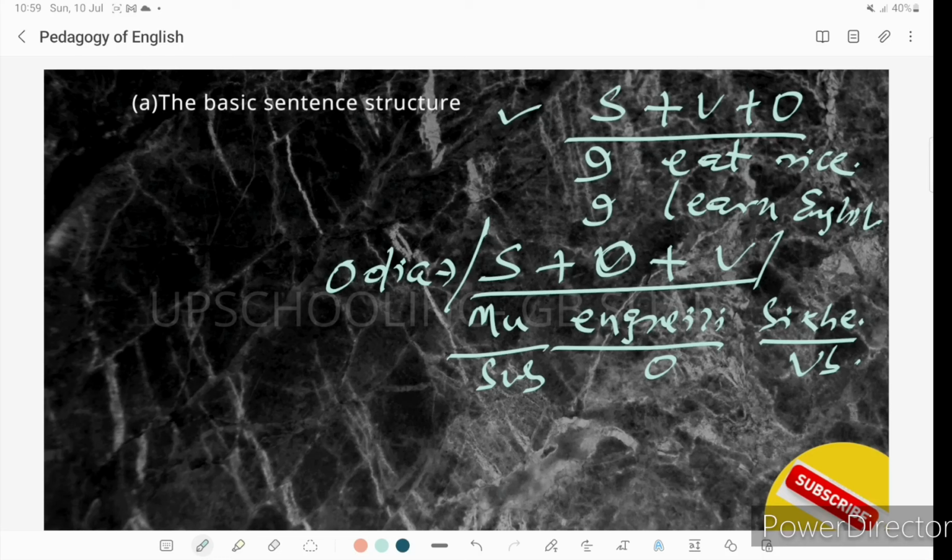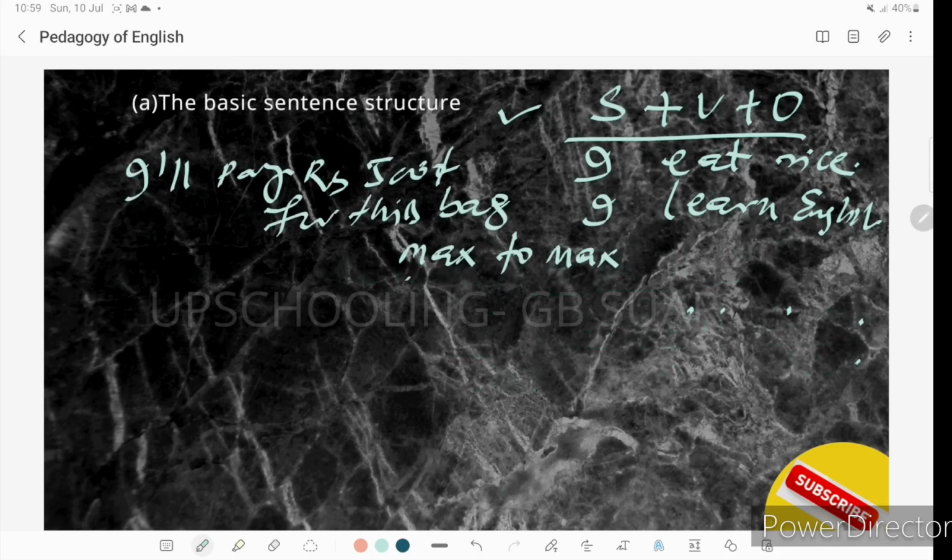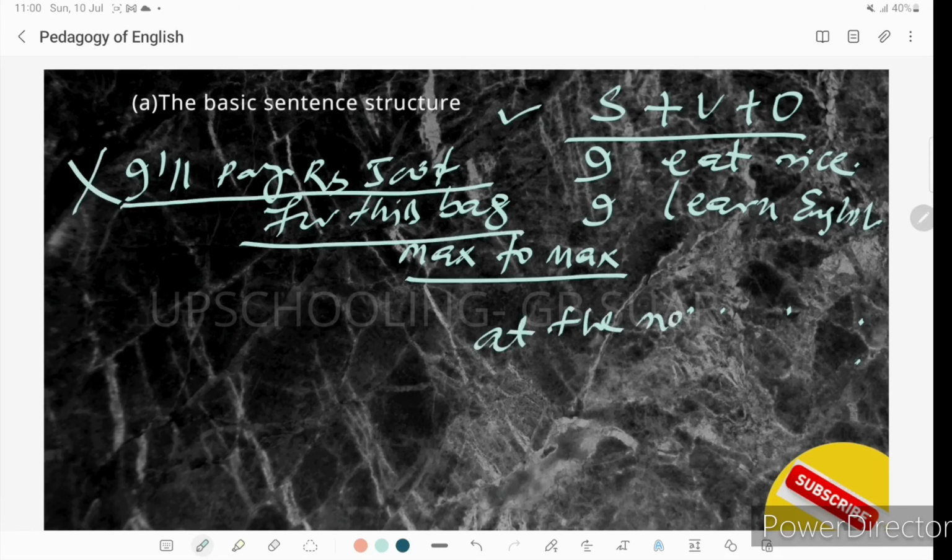Let us see the second example. Look, I will pay ₹500 for this bag max to max. Max to max means ମୁଁ ଅଧିକରୁ ଅଧିକ 500 ଟଙ୍କା ଏଇ ବ୍ୟାଗ୍ ପାଇଁ ଦେଇପାରିବି. Is it correct? Because we tend to think in our mother tongue first and then literally translate it into English. At the most, that is the correct English. Replace max to max with at the most. That is the way. So avoid using the phrase max to max here.